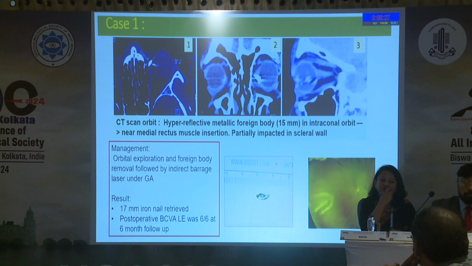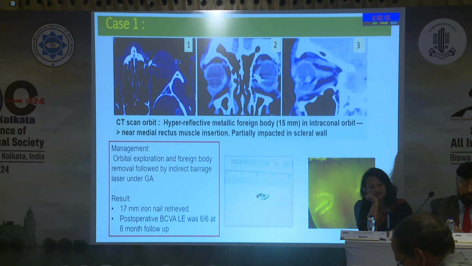And this is the CT scan. You can see there is a metal foreign body present near the medial rectus muscle insertion. The management was orbital exploration followed by intraoperative barrage laser under general anesthesia, and this 17mm iron nail was retrieved. Patient went back to 6/6 vision after 6 months.